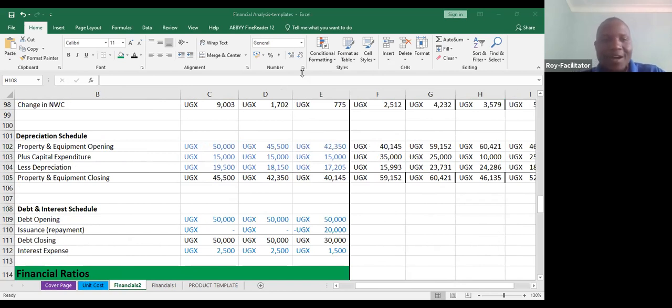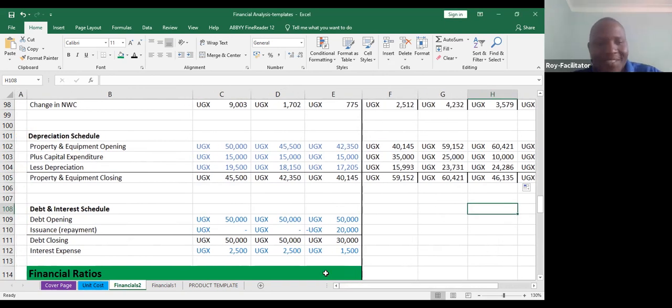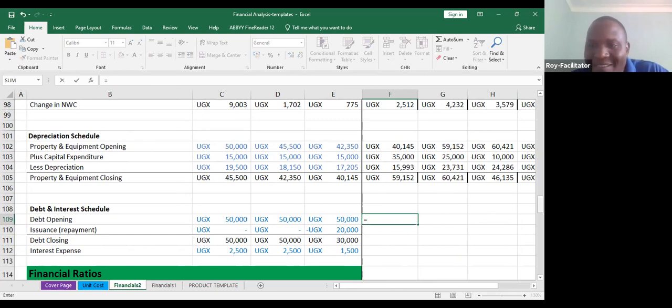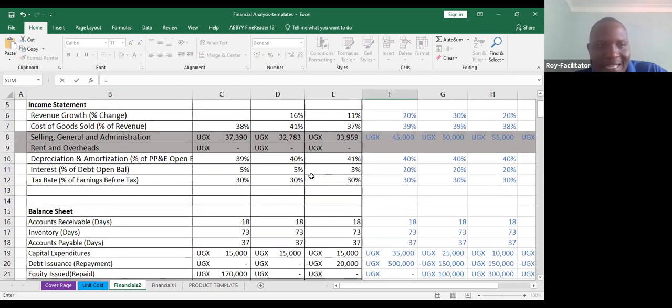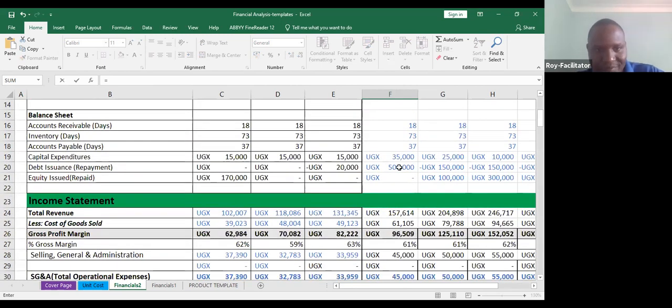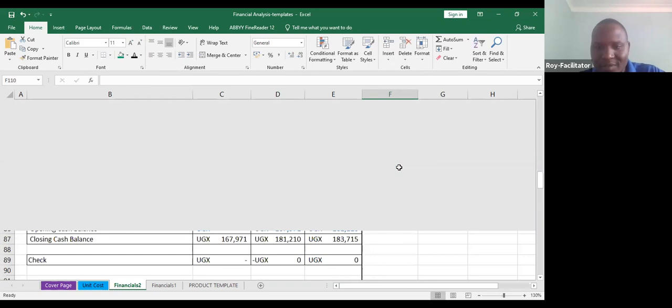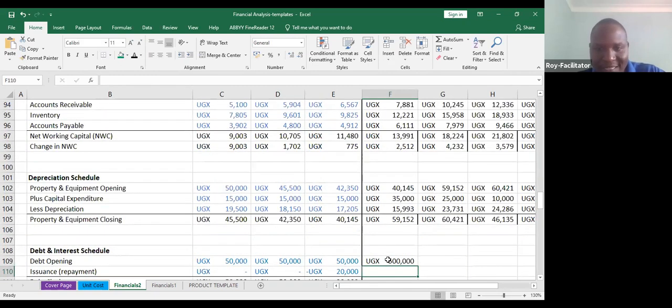Okay, now we go to our debt and interest schedule. So here we go and check: did we borrow any money, or are we planning to borrow? You can see in the assumptions we said that we may be borrowing. So I'll go and look for debt. I wrote it somewhere here. Debt issued or repaid. Are you seeing that there? So I'll pick it and put it there.